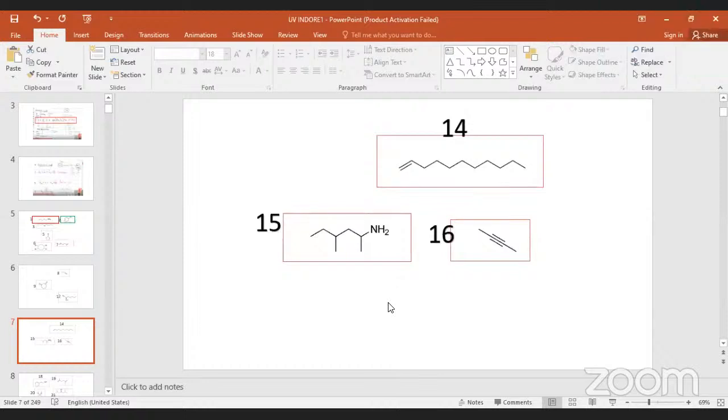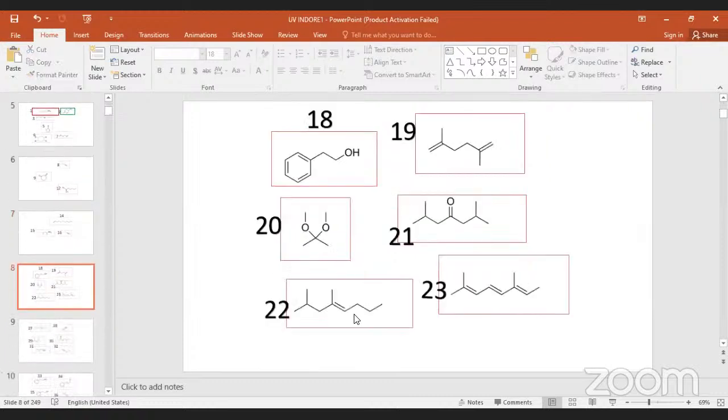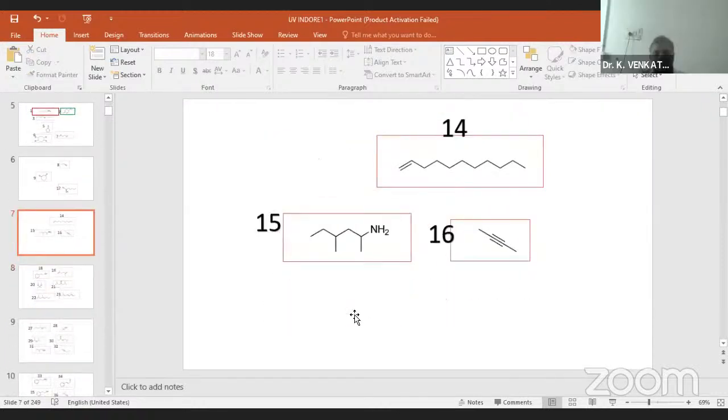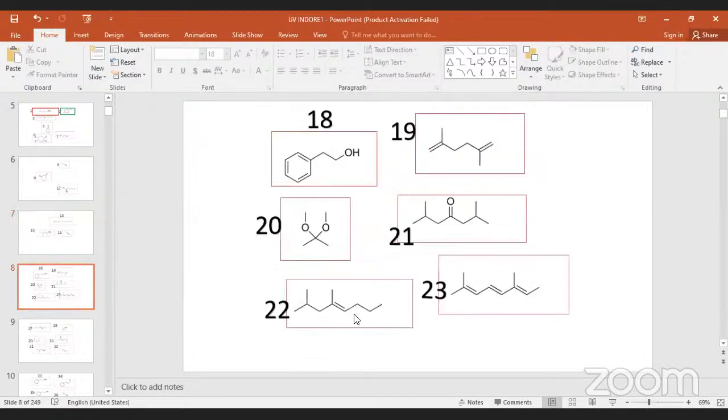2-butyne. 16th. How many carbons are present, ma'am? 4 carbons. So 2-butyne is the correct answer, with the YNE ending. So next, 18th.